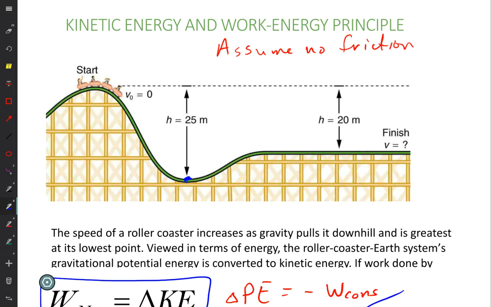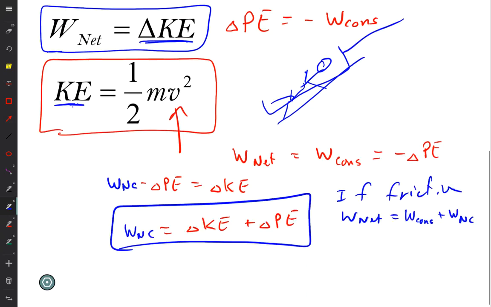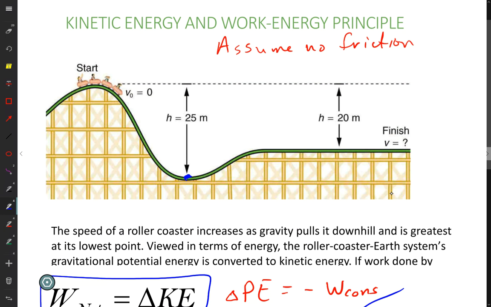So doing it with the work energy approach, all I do is I say, well, my net work is changing kinetic energy plus changing potential energy. So I'm going to find the kinetic energy and the potential energy at each point I'm interested in, and then put it into that equation. So if we look at the positions here, initially, what's my kinetic energy initial? 0. Why is it 0? Because velocity is 0. So it starts with 0 kinetic energy.